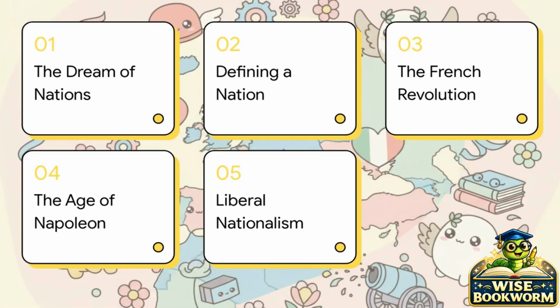Here is our quick roadmap for today. We'll be looking at 1. The dream of nations, 2. Defining a nation, 3. The French Revolution, 4. The age of Napoleon, and finally 5. The rise of liberal nationalism.